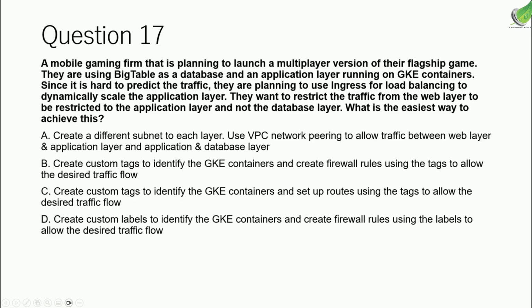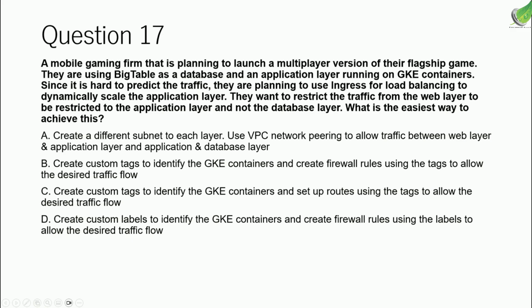Alright, this question is all about network security within a 3-tier application on Google Cloud. The core challenge is to correctly isolate the different layers using firewall rules, specifically for an application running on GKE. We need the easiest way to make sure the web layer can only talk to the application layer and is blocked from talking directly to the database layer. With that goal in mind, let's evaluate our options.